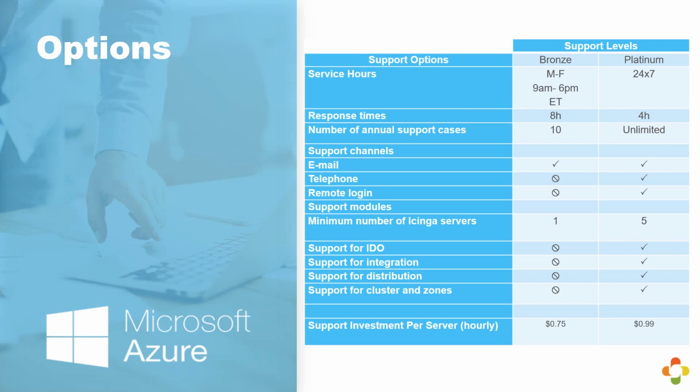The two options available out of the box today are Bronze and Platinum level support. Bronze being from 9 to 6 Monday through Friday and Platinum being 24/7 respectively. With a cost difference of 75 cents an hour for Bronze and 99 cents an hour for Platinum. There are other noticeable differences, such as a shorter response time and an unlimited number of support cases, but you can read more about this on our website. Now, let's get started on launching our Icinga image.